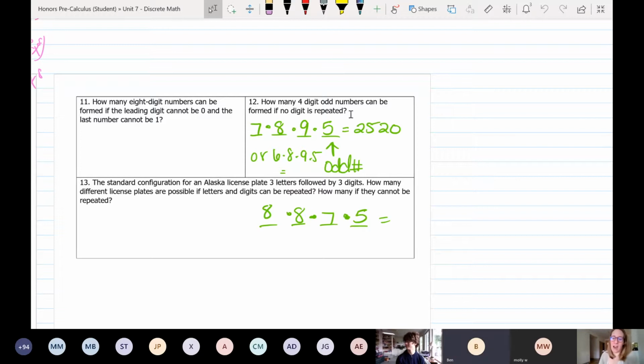All right. So I would have taken both of those answers probably for number 12. I think they both kind of make sense. Could you explain the second one again for 12?